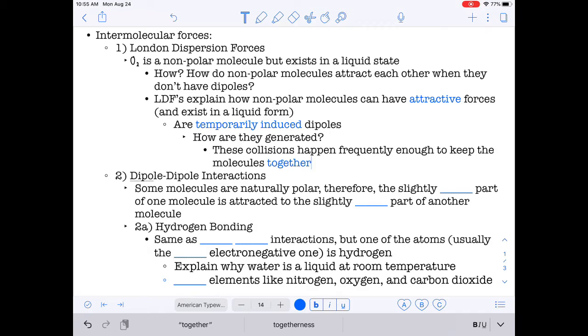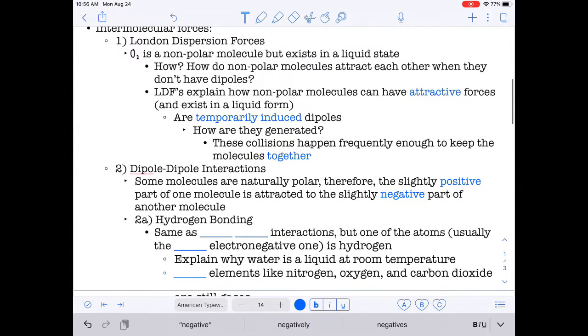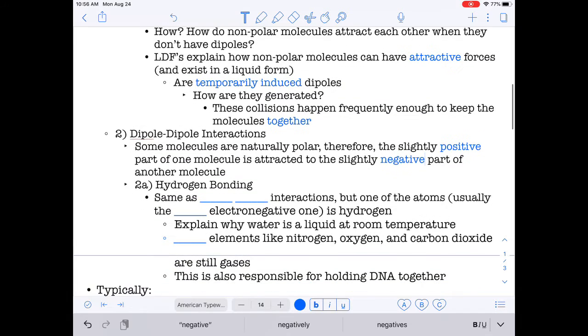So the first type of intermolecular forces are London dispersion forces, and we mainly see them with nonpolar molecules. The second type is more straightforward, and these are dipole-dipole interactions. So some molecules are naturally polar. Therefore, the slightly positive part of one molecule is attracted to the slightly negative part of another molecule. So it's like these London dispersion forces, except these dipoles are naturally there instead of being induced by a collision. You already have these slightly positive parts and these slightly negative parts. So that's pretty straightforward.